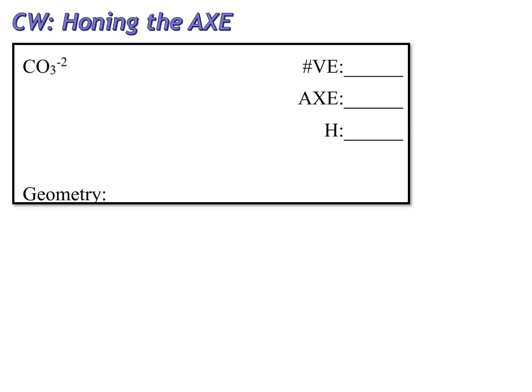So first step, you got to add up the valence electrons. Can't get away from that. So we have 4 from the carbon, 18 from the 3 oxygens. Now if you have a charge on it like this, electrons are backwards. So if it says -2, that means I'm adding 2. So we're supposed to have 24 valence electrons. So we put the carbon in the middle, attach the oxygens.